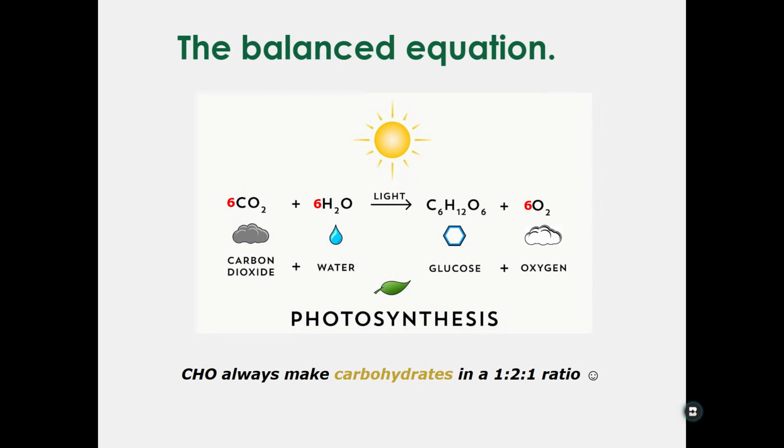The overall balanced equation for photosynthesis is that in order to produce one molecule of glucose, you need 6 carbon dioxide molecules and 6 water molecules. They produce 1 glucose and the byproduct of 6 oxygen molecules.